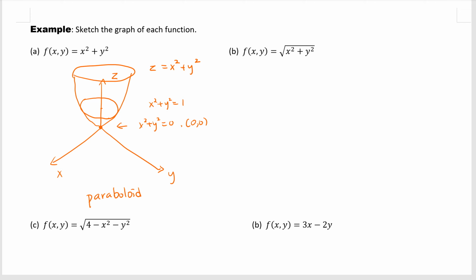Okay, continue. Next, what happens if we have a square root outside? Well, what's this? This is z equals the square root of x squared plus y squared. First of all, we know z is greater than or equal to 0. So it's always on top of the xy plane or in the xy plane. And if we square both sides, we get z squared equals x squared plus y squared. What is this?